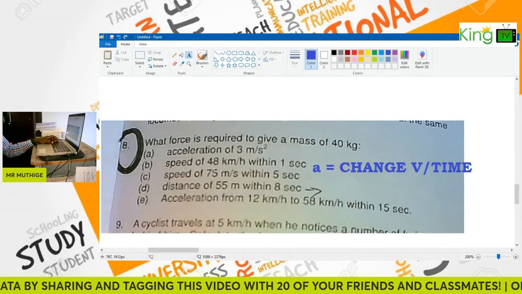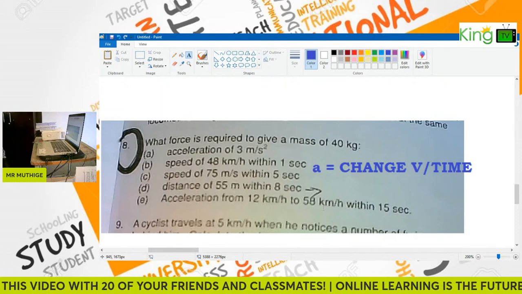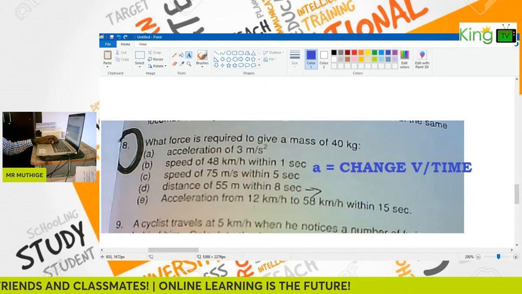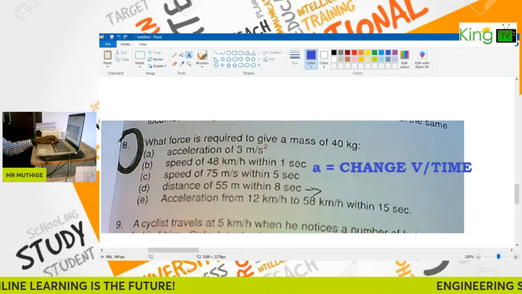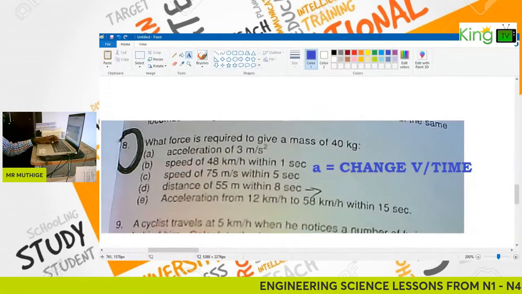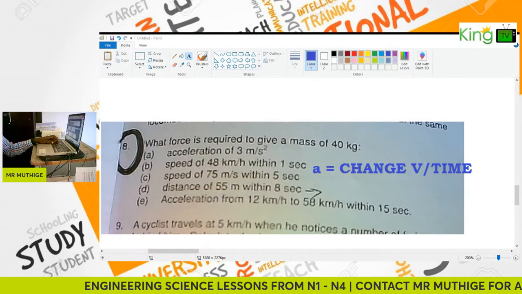Okay, and the next one, this is a similar application also. And distance, the S formula, right? And then acceleration, with this information, what do we do? Nonetheless, that is great. I'm excited about that.